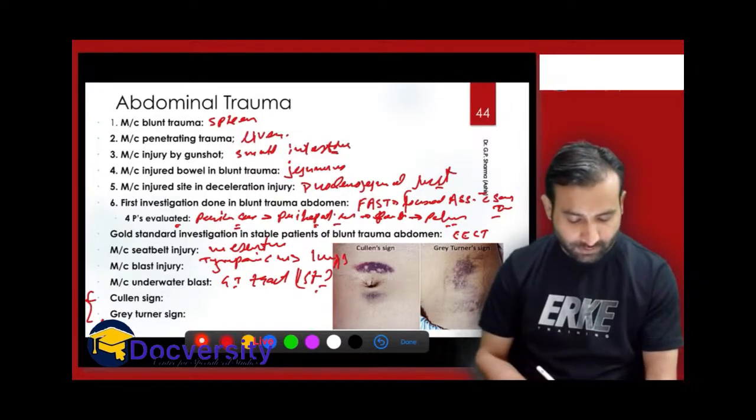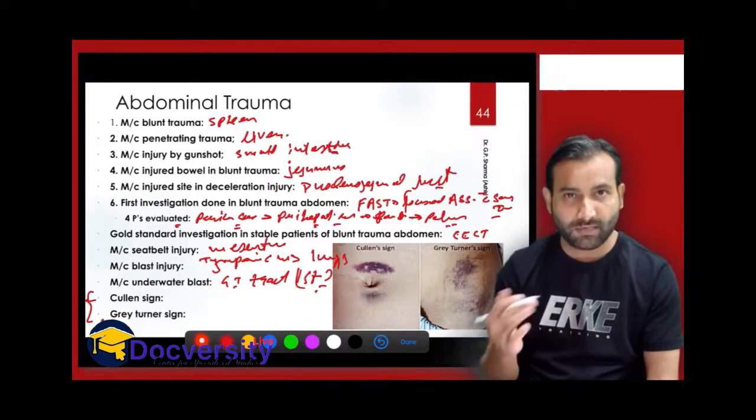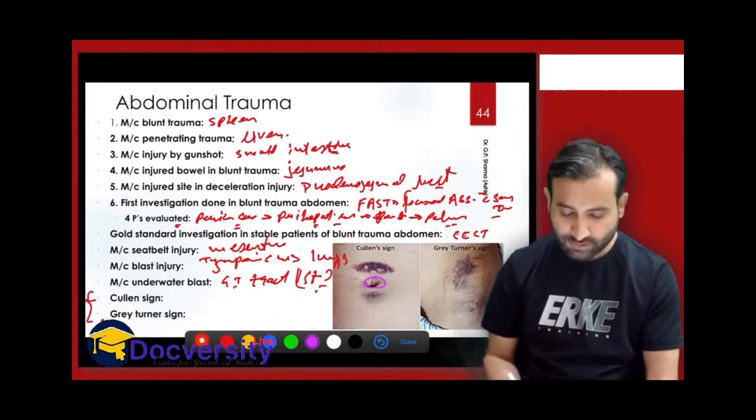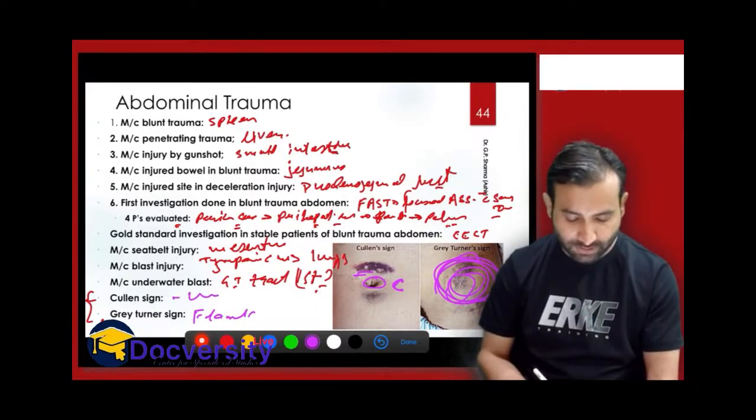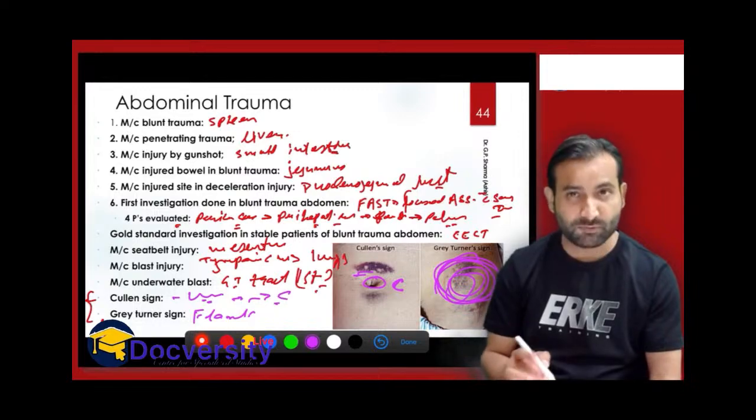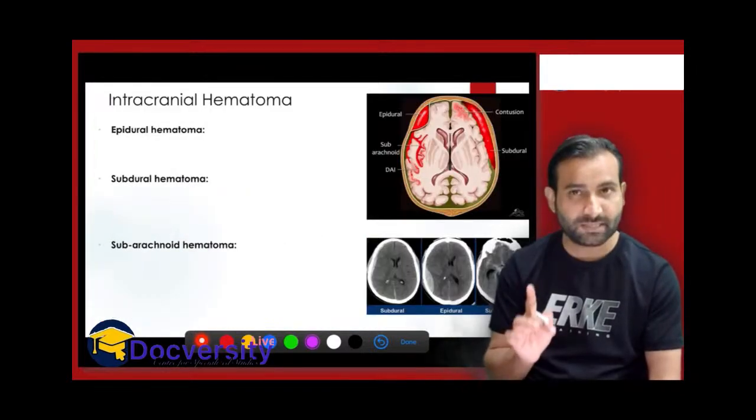Okay. And 2 points over here: Cullen sign and Grey Turner sign. If there is a splenic injury, or we have pancreatitis, it produces the ecchymosis. Look at here. So it goes to the umbilicus. Umbilicus is C-shaped, so this is a Cullen sign. And another one, it goes to the flank. This flank sign is what? Grey Turner. So Grey Turner is flank. Cullen is what? Around the umbilicus, that is ecchymosis. So umbilicus is C-shaped. That's why we say this is Cullen sign.